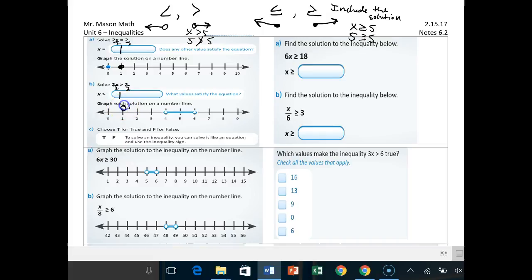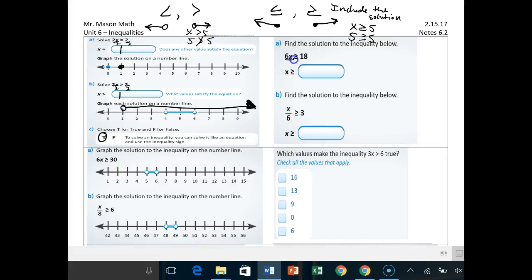So you would have an open circle at 1, and then you would drag this all the way through to the end. That makes sense because 2 times 2 is 4, which is greater than 2. 3 times 2 is 6, which is greater than 2. And we could go on to infinity. To solve an inequality, you solve it like an equation and use the inequality sign. That is a true statement.